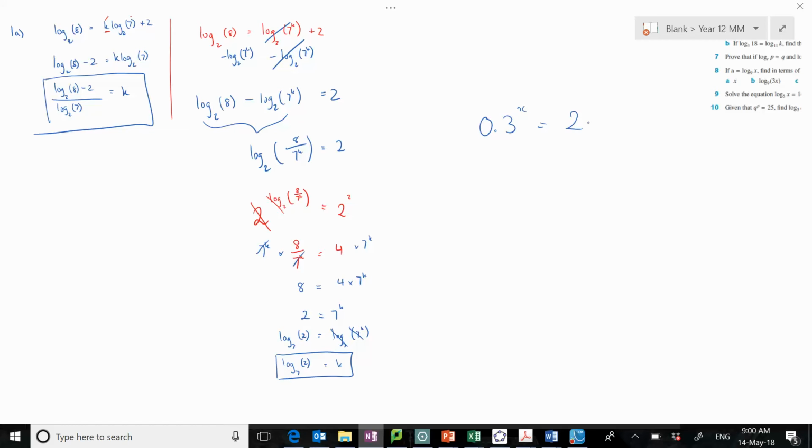Log base 0.3 both sides, and then you bring the x down with a fraction, and so log 0.3 of 0.3 cancels out to 1. Oh, no, you were, oh yeah, you're correct.